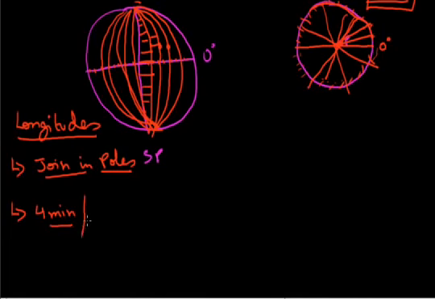Even then, if we want to count the difference between two lines in kilometers, then only at the equator is the difference between the two lines 111 kilometers. We cannot count it elsewhere because the lines come closer to each other towards the north and towards the south also.